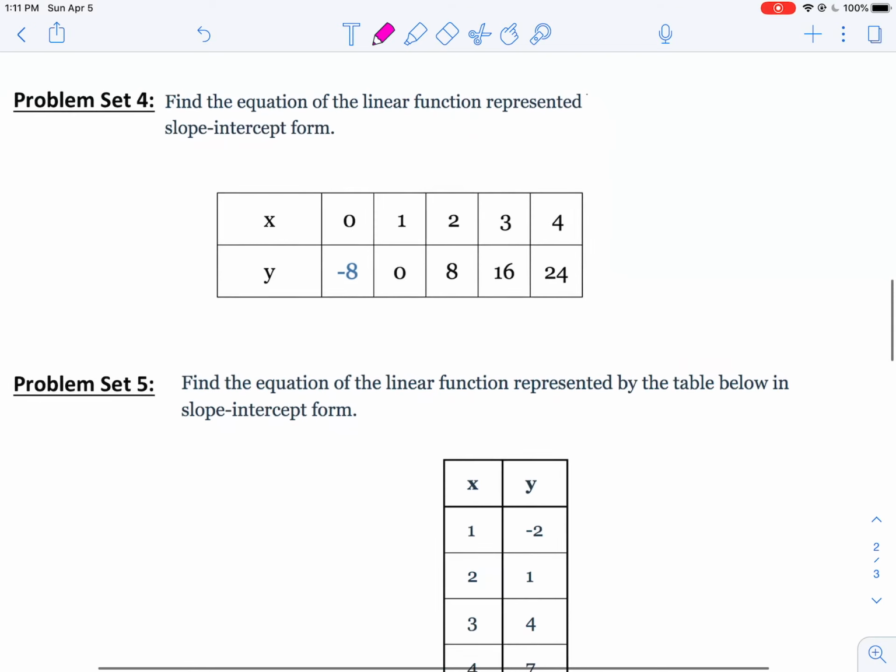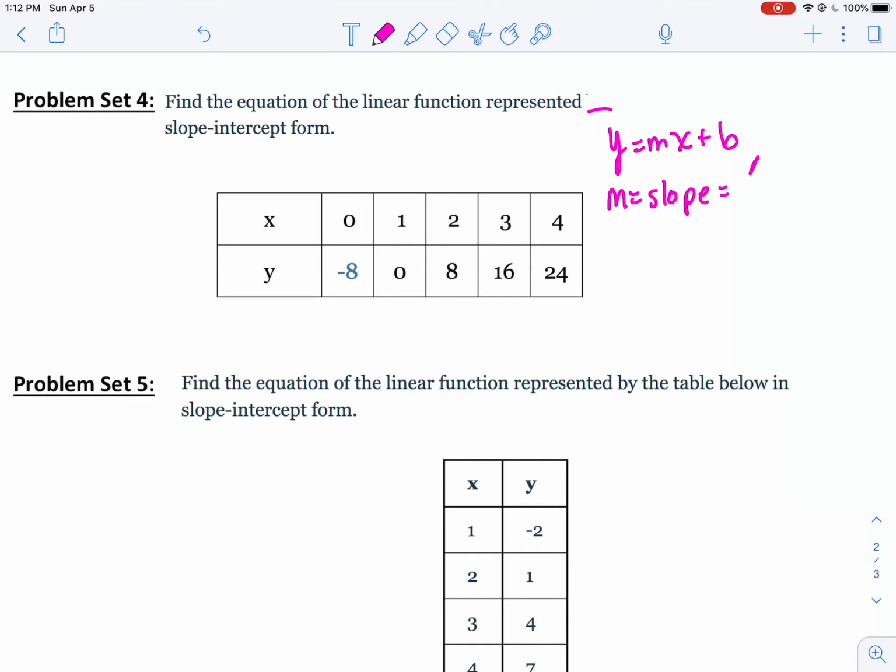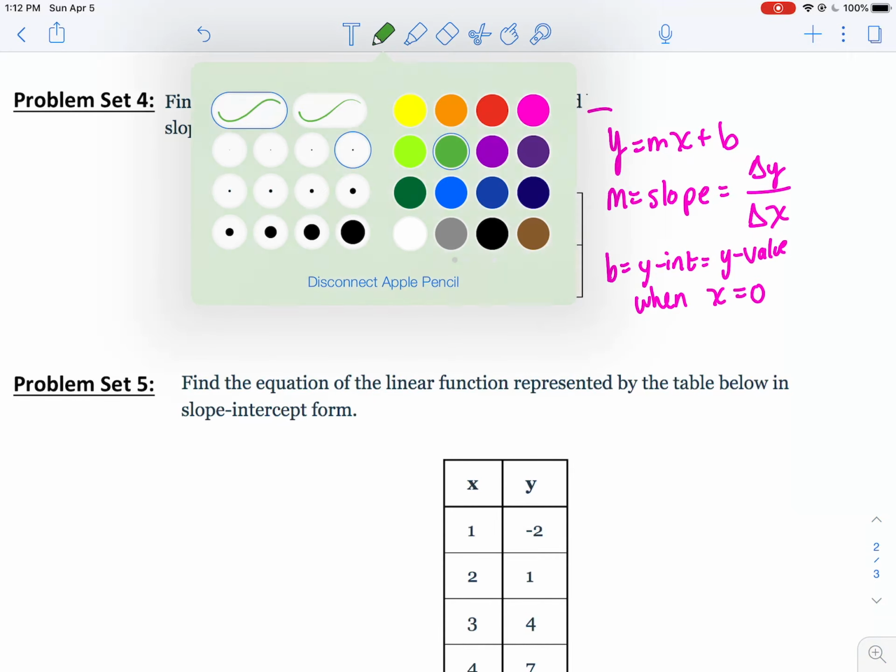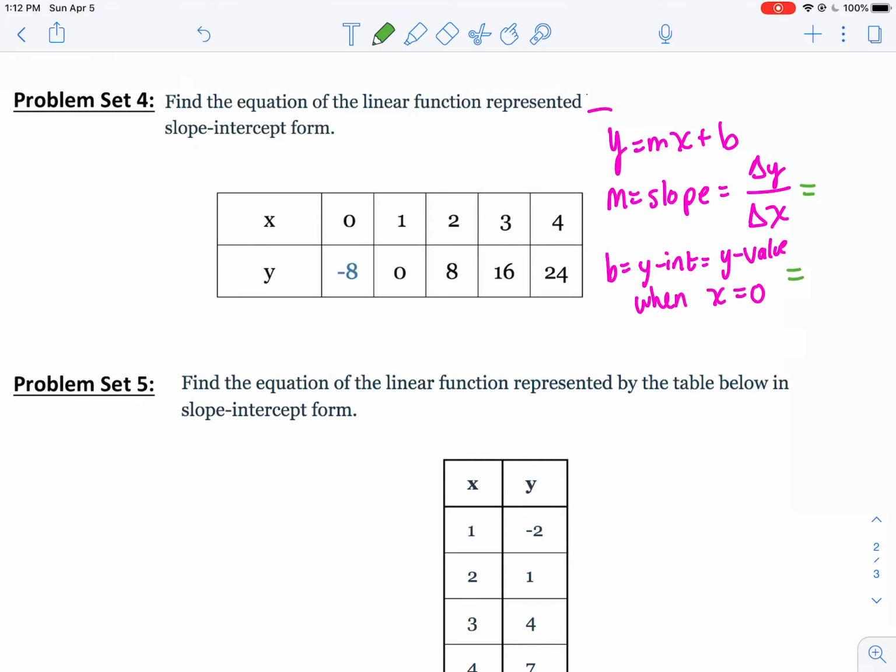Problem set 4, find the equation of a linear function represented, I think it's supposed to say by slope-intercept form. Okay, now remember, y equals mx plus b is slope-intercept form, where m is the slope, and in order to find the slope, you do triangle y over triangle x, and b is your y-intercept, or your starting value, your y value when x equals 0. Remember when we did this back in the beginning of the year, there was a few extra things we had to look at.